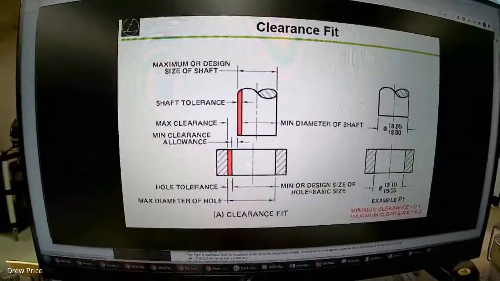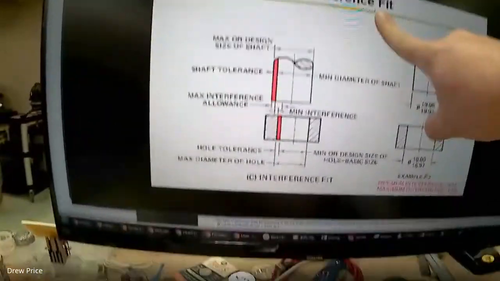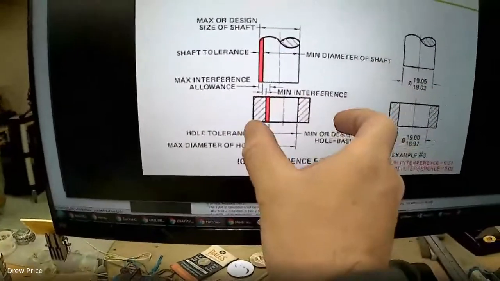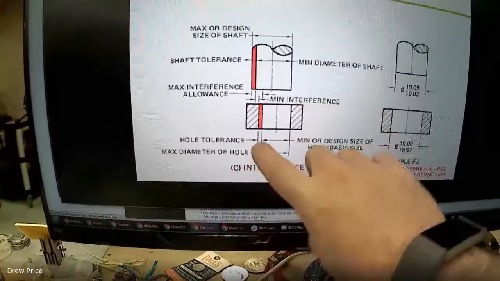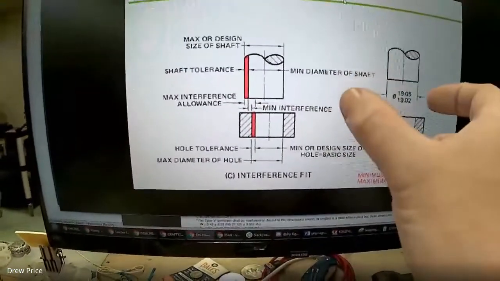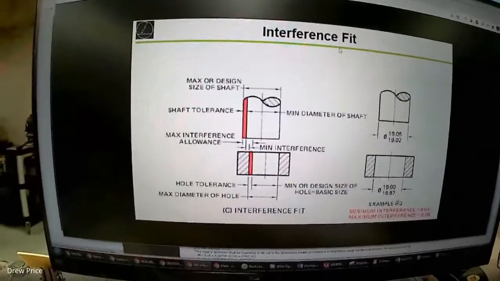For the real part, where we're making an interference fit, where the parts actually overlap each other, you can see that the red portions always overlap more than the amount that they would go together, which guarantees that at the smallest and largest sizes of both of those parts, they will go together.